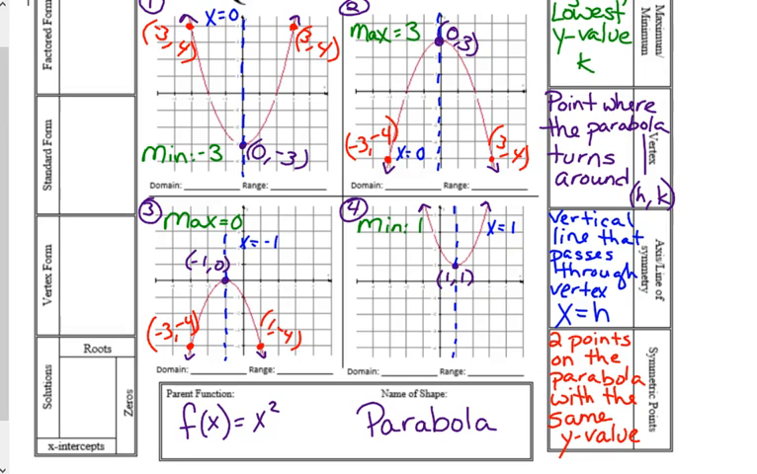Now the last set of key features we have is over here in this box right here. These are our roots, zeros, solutions, x-intercepts. These are all synonyms for the same place. For roots, solutions, and zeros, they are the x value of the x-intercept, which is where the parabola crosses the x-axis. Let's say touches.